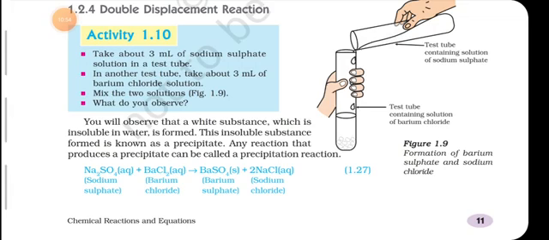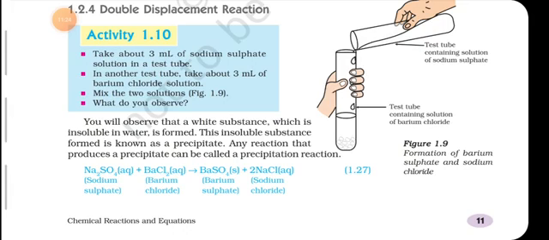You will observe a white substance which is insoluble in water. A substance which is insoluble in water is known as a precipitate. This insoluble substance formed is known as precipitate, and the reaction is known as precipitation reaction. Okay students, I hope you are clear with this.